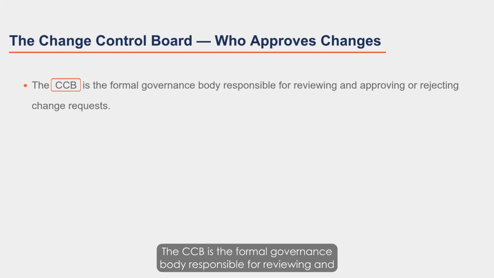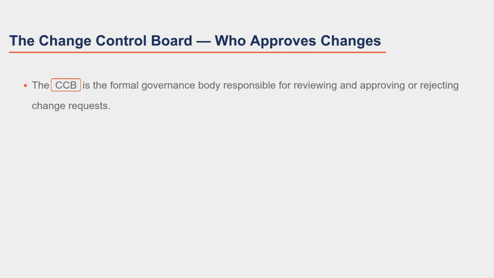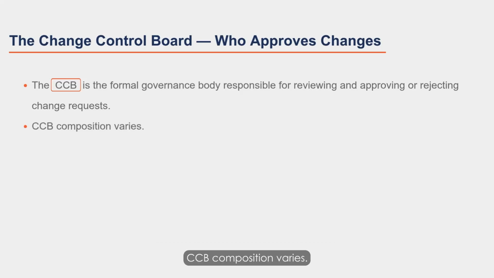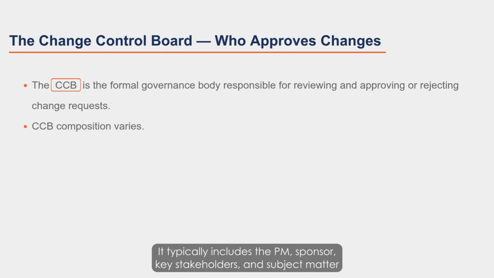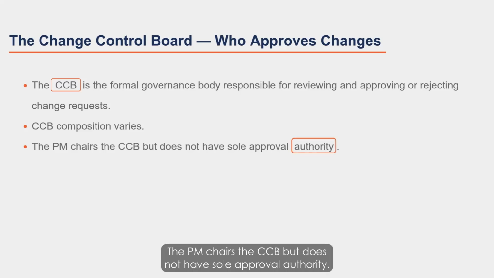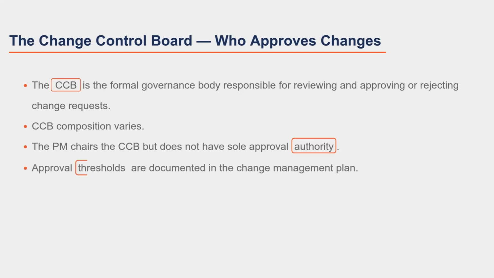The CCB is the formal governance body responsible for reviewing and approving or rejecting change requests. Understanding the CCB is essential for answering change control questions. CCB composition varies. It typically includes the PM, sponsor, key stakeholders, and subject matter experts relevant to the change. The PM chairs the CCB but does not have sole approval authority. That authority is shared across the board.